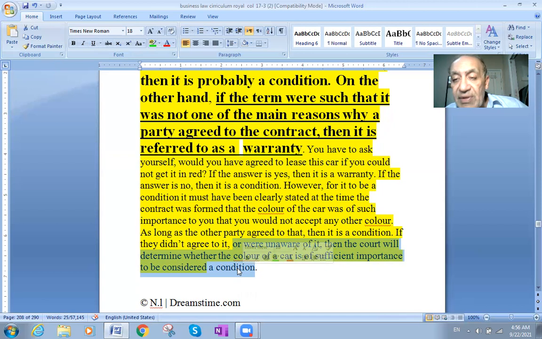So a condition depends on whether you write the color which you want in the agreement or in the contract, that will be a condition. If you didn't write it, this will be called a warranty. Condition means they must give you a red car. If he didn't give you a red car, that's enough to end the contract. But a warranty does not, because you didn't write it in the contract. And it's not enough to break a contract.